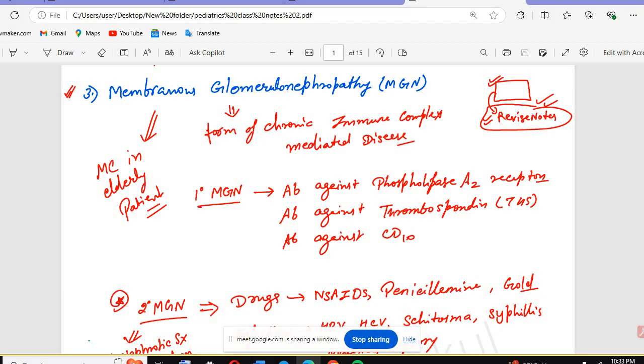Then we have discussed membranous glomerulopathy, a form of chronic immune complex mediated disease. In primary disease, antibodies are formed against phospholipase A2 receptors, thrombospondin, and CD2. Which is the most common in elderly patients? That is membranous glomerulopathy, MGN. MGN is the most common in the elderly.